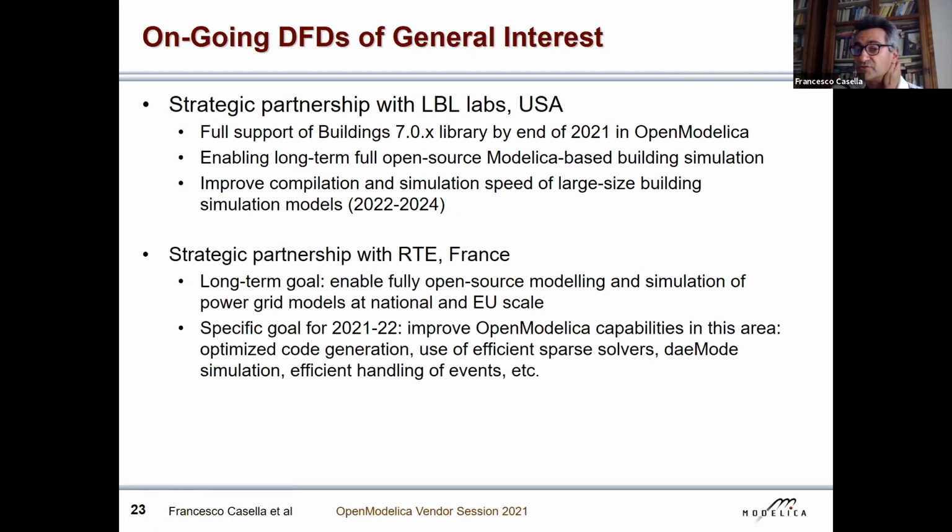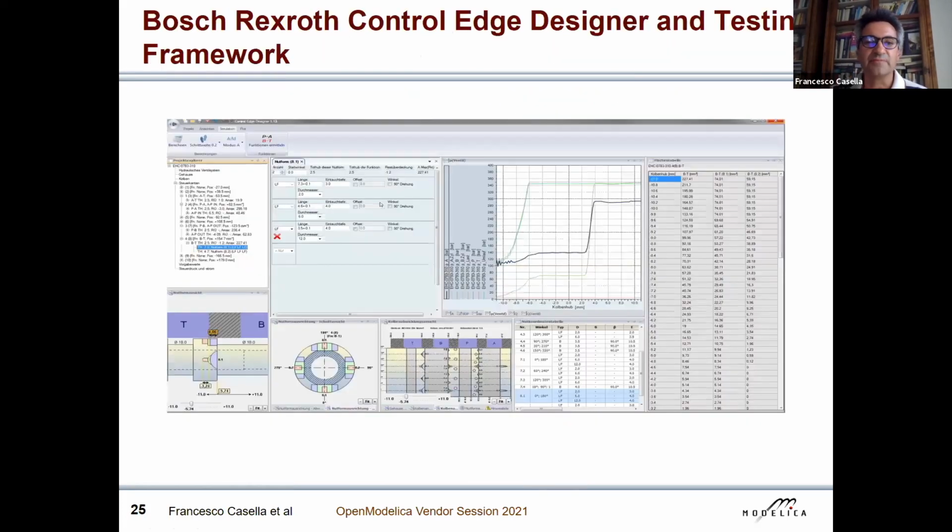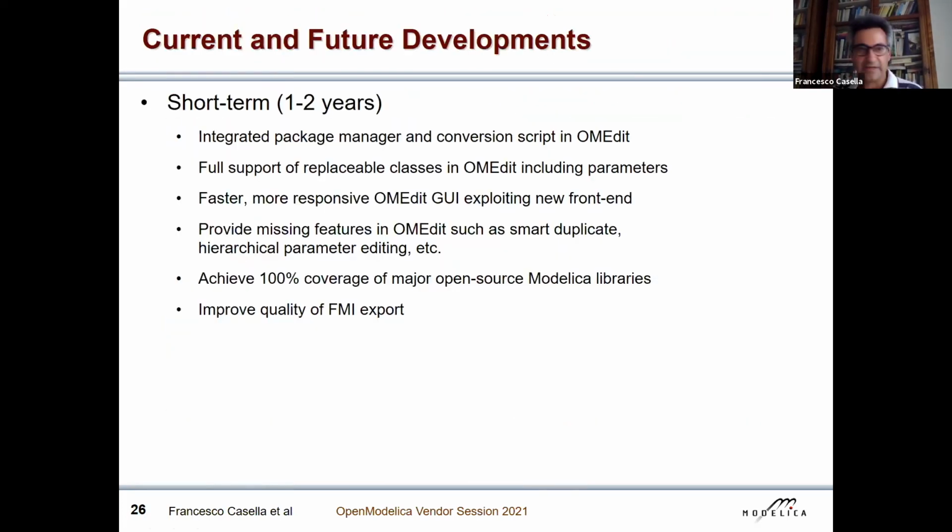We also have a strategic partnership with RTE, the French transmission system operator. Here, the long-term goal is to enable fully open source modeling and simulation of power grid models at national and even European scale. That's the long term. For the next 1.5 years, the objective is to improve OpenModelica capabilities in terms of optimized code generation, use of efficient sparse solvers, which are essential in this area, and DAE mode, where basically you use one solver both for algebraic loops and for differential equations, efficient handling of events, and all the technical details that are required to run these models efficiently.